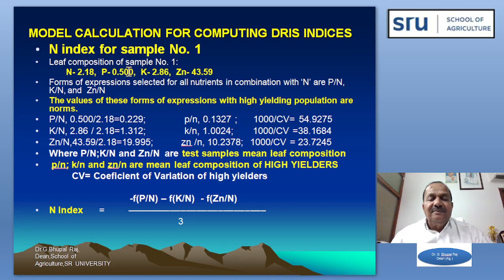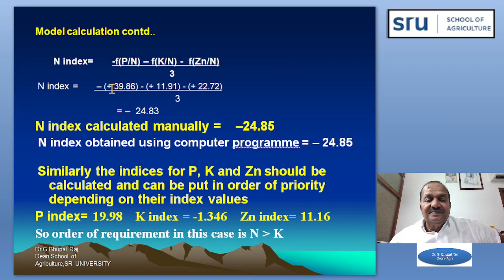For example, in one field we have collected leaf samples in the plot. It showed nitrogen 2.18, phosphorus 0.5, potash 2.86, zinc 43.59. These are the 4 elements we have tested in chili crop. So what are the forms of expression? For example, for nitrogen: P by N, K by N, Zn by N, these are the selected forms of expression. I showed this in the earlier slide.